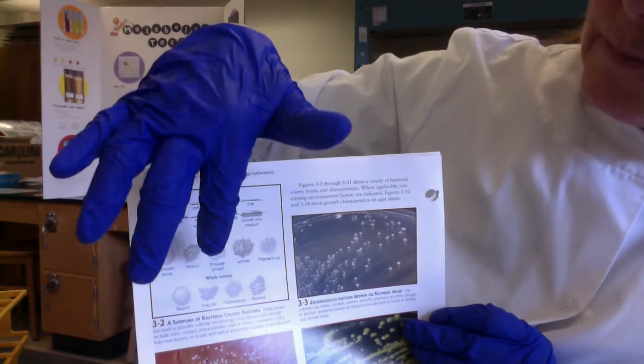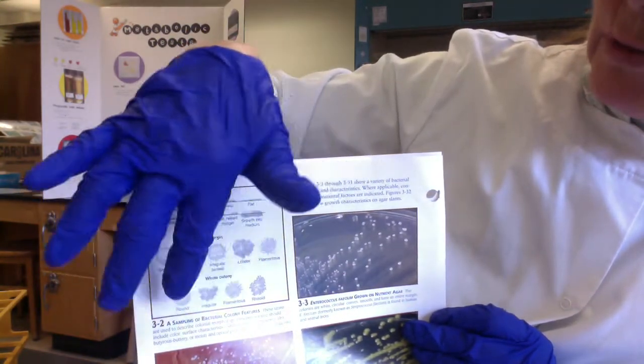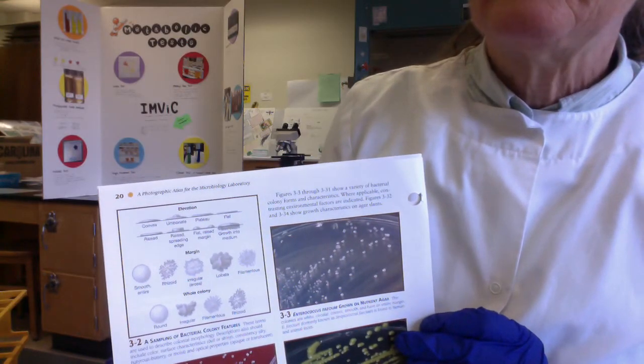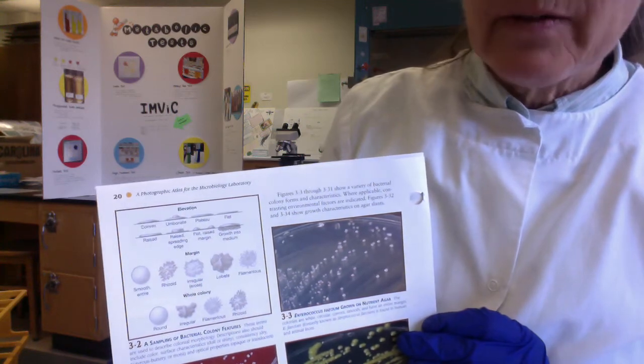We can describe the shape of the whole colony here, so we can see different types of shapes there. We can describe the texture of the surface of the colony.